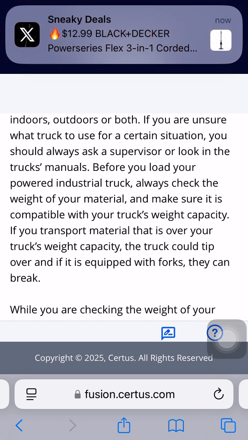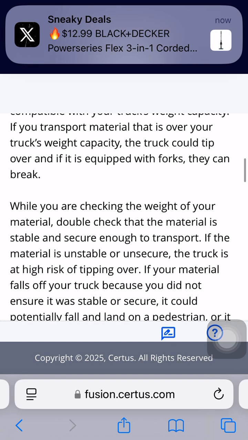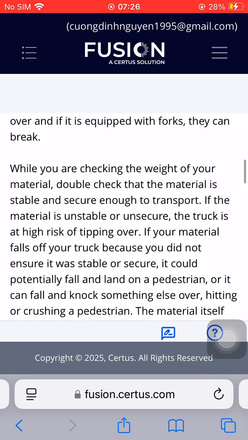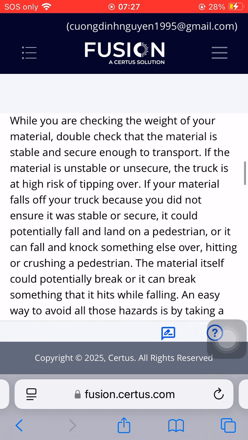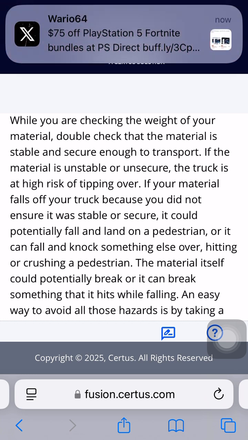If you transport material that is over your truck's weight capacity, the truck could tip over, and if it is equipped with forks, they can break. While you're checking the weight of your material, double-check that the material is stable and secure enough to transport. If the material is unstable or unsecure, the truck is at high risk of tipping over.